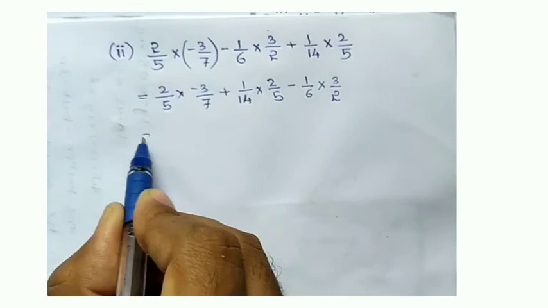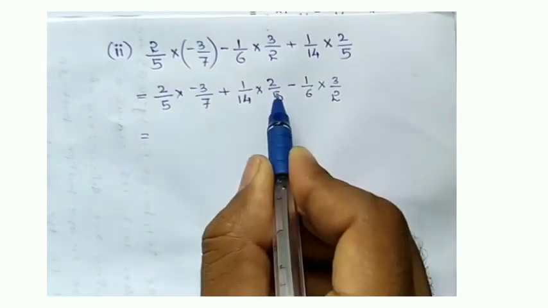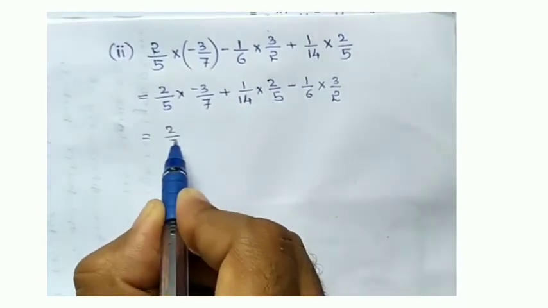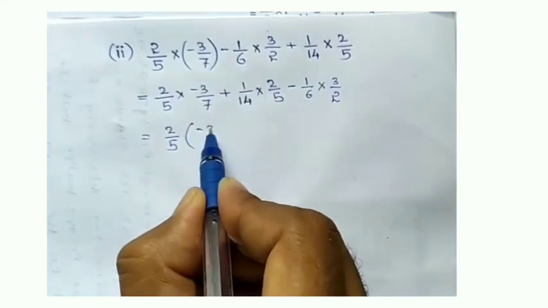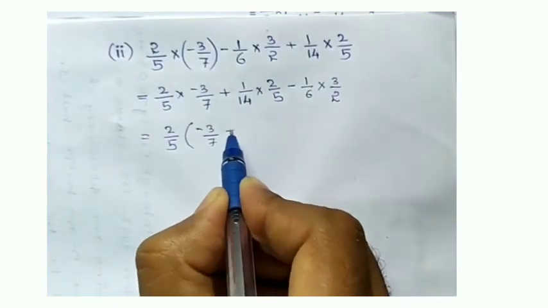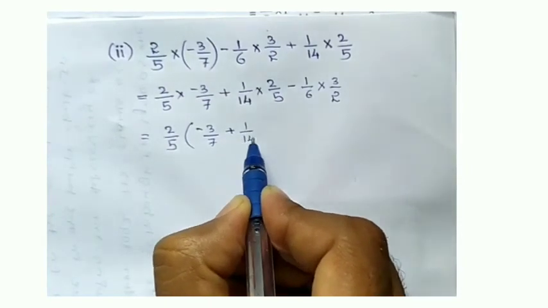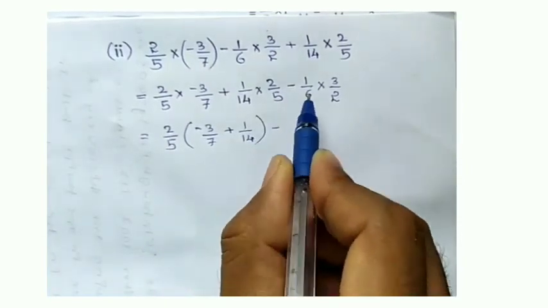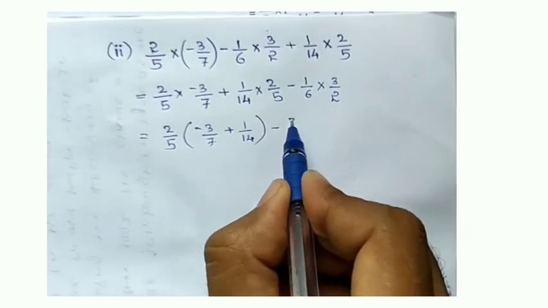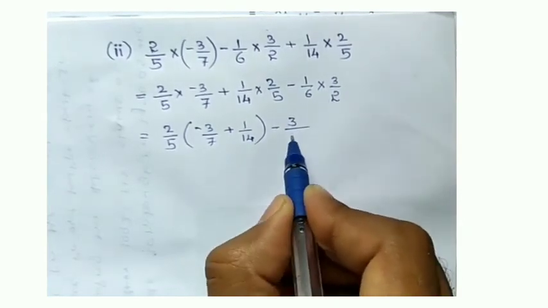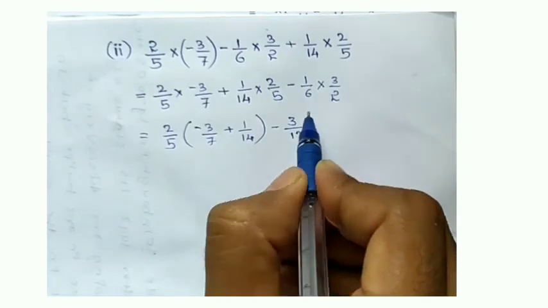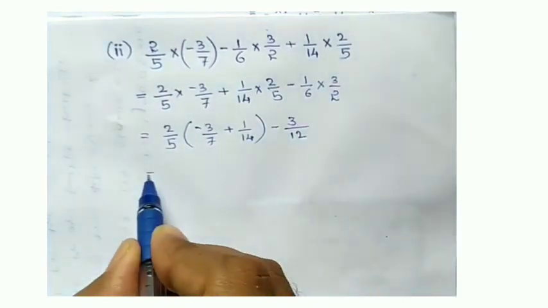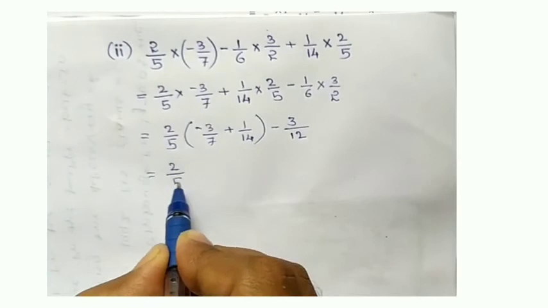Okay, so here 2 by 5, here also 2 by 5. Take it as common, using the distributive property. What is left? Minus 3 by 7 plus 1 by 14. And lastly, multiply this: 1 times 3 is 3, 6 times 2 is 12. Or else you can directly do the cancellation and multiply afterwards. So 2 by 5 is like that only.